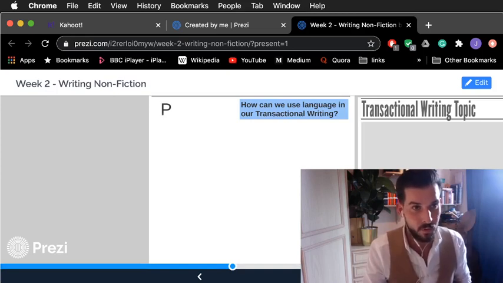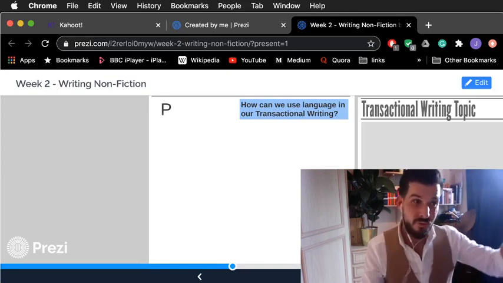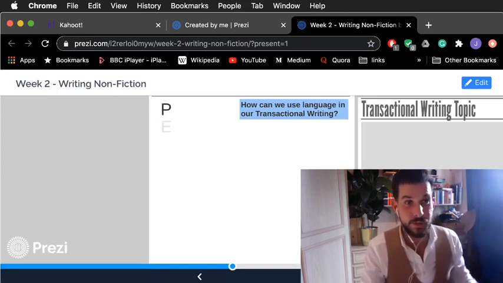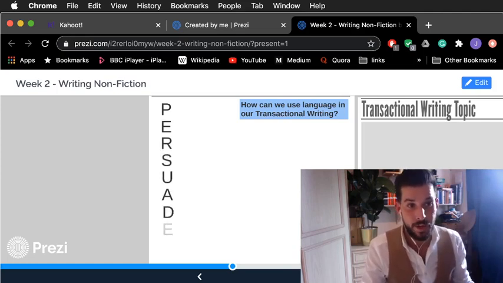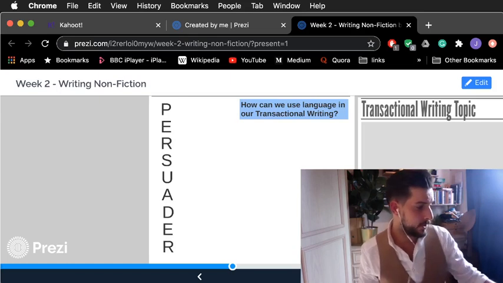So the first one up is, well, first of all, just write down the side of your page, persuader, like so, okay? So if you just scribble that down, I'll give you a few moments to write that down.